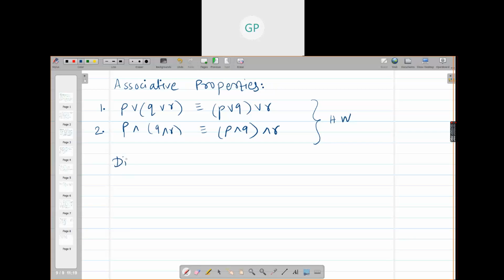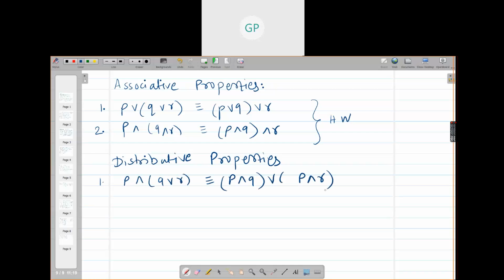Next, distributive properties. First one, P and Q or R is equivalent to P and Q or P and R. So you distribute P to both Q, R inside. P or Q and R will be P or Q and P or R. This is also your homework.